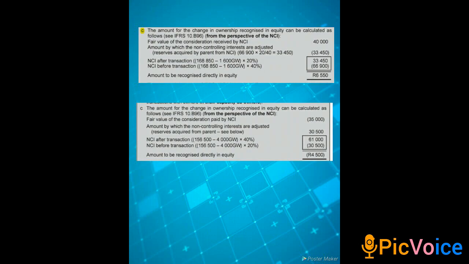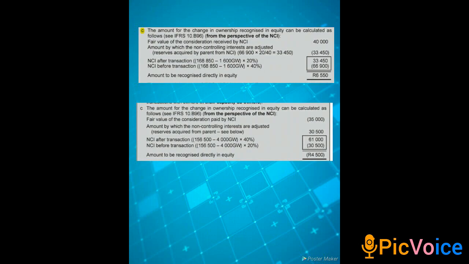33,450. The difference between the interest before and after the change is 33,450. Then the fair value that the parent paid to acquire the 20% is 40,000, and the change in ownership will be 6,550. This amount will be transferred directly to equity, meaning you have to do a separate account called changes in equity.